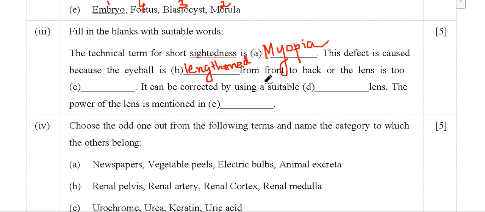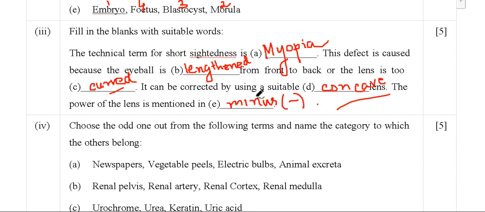Because the eyeball is lengthened from front to back, or the lens is too curved, it can be corrected by using a suitable concave lens. The power of the lens is mentioned in minus. So the technical term for short-sightedness is myopia. This defect is caused because the eyeball is lengthened from front to back, or the lens is too curved. It can be corrected by using a suitable concave lens. The power of the lens is mentioned in minus.